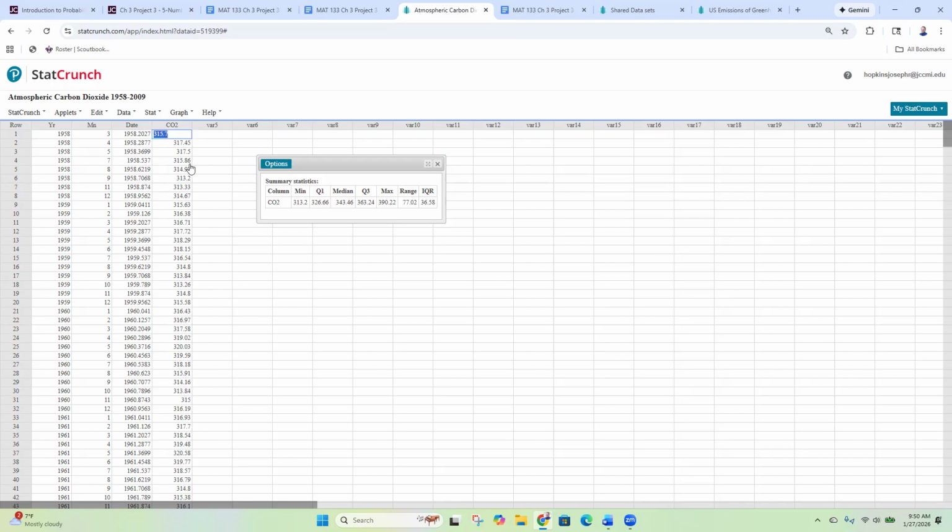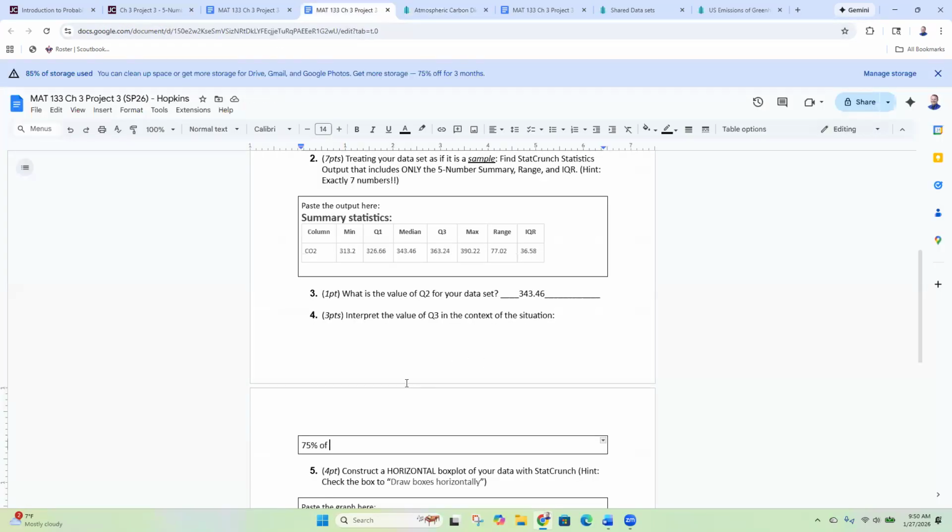So the 75th percentile is measuring 75% of the months are below a certain number. Okay. So that's what I'm saying here. So 75% of the months measured. Now, for you, what does each row represent? Each row is not going to represent a month.